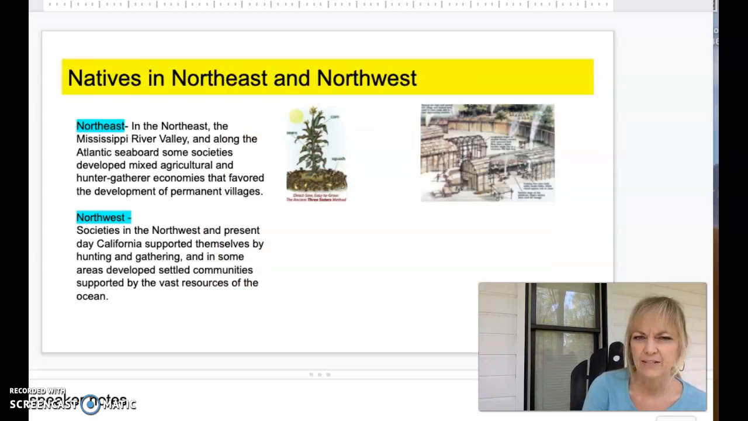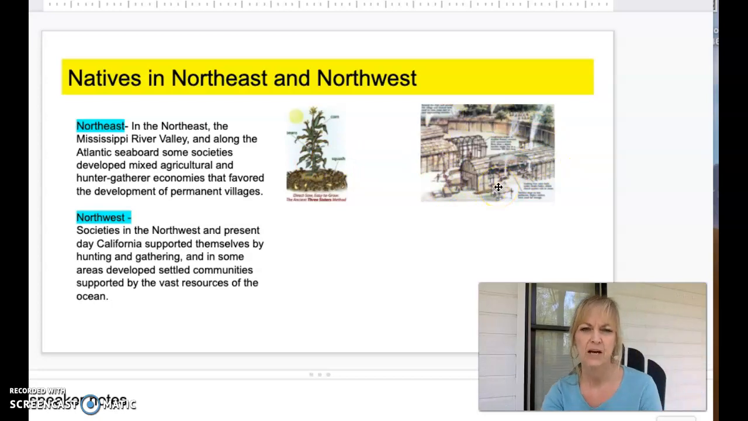The Northeast and the Northwest. In the Northeast, that was the Mississippi River Valley area, and all along the Atlantic seaboard. We talked about three sister farming, where you'd have squash, beans, and corn all in one place, so that they had mixed societies, settled agriculture and hunter-gatherer. And of course, they used what they had. They had these long houses rather than teepees like they had out on the Great Plains. In the Northwest, we're talking about present-day California, hunting and gathering, some settled communities, a lot of resources there that they used from the ocean.